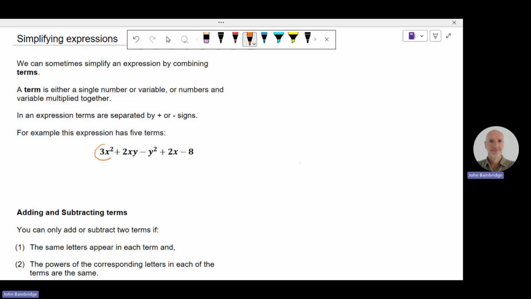I'll circle each of the terms. So that's one term, there's another term. And notice that as I circle it, I'm including the sign in front of that particular item. So each of those are terms. So I've got 5 terms in that. The first one doesn't have a symbol, but it's implied it's a plus.